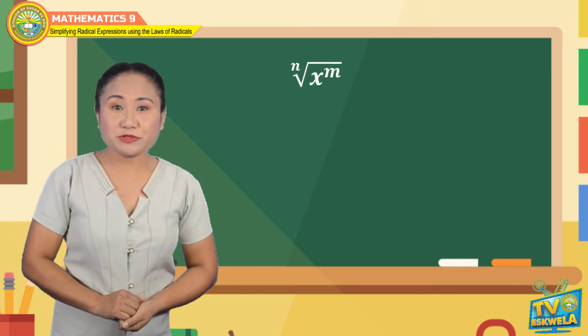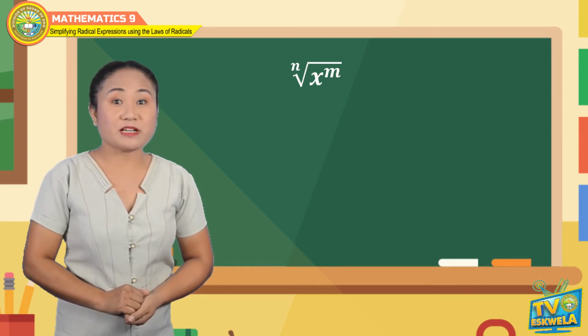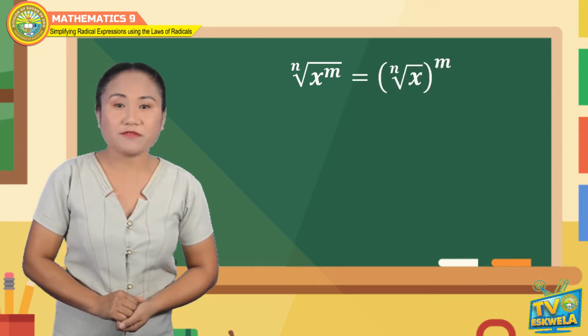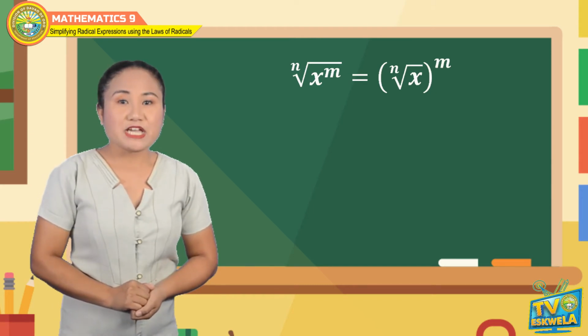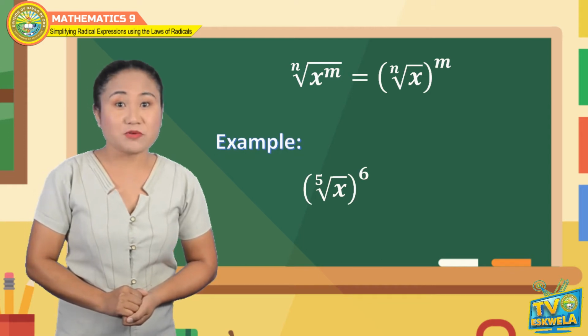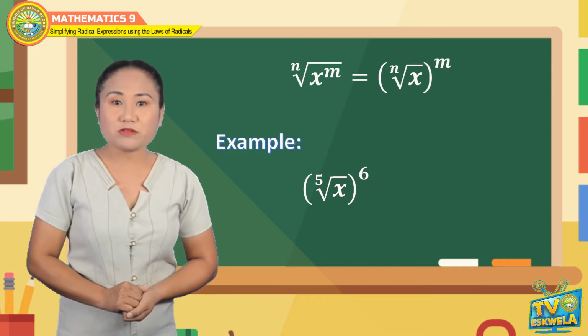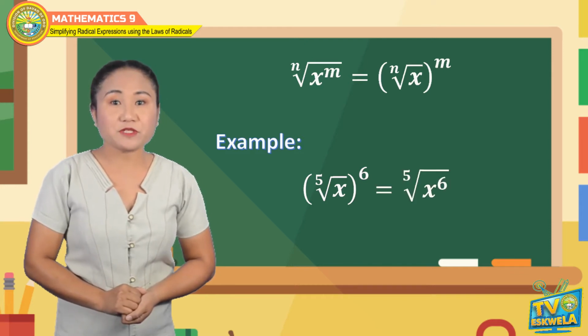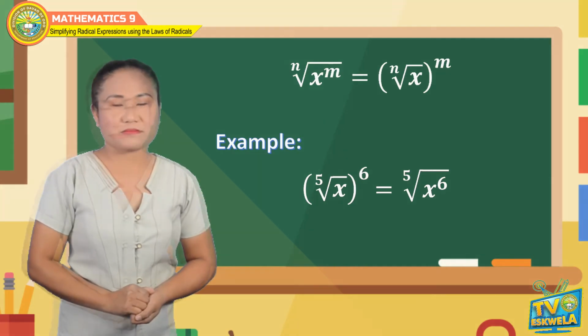The nth root of x raised to the power of m is equal to the quantity nth root of x raised to the power of m. If we have the quantity of fifth root of x raised to the power of 6, then it is also equivalent to fifth root of x raised to the power of 6.